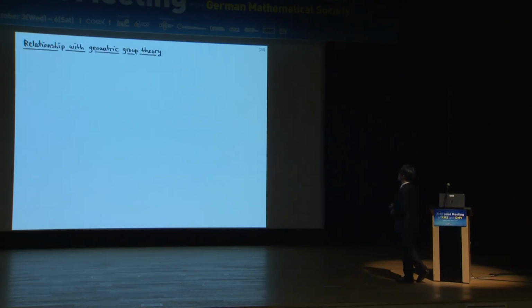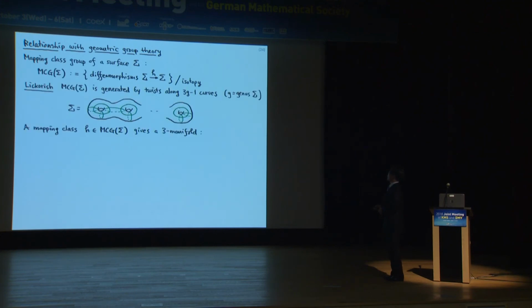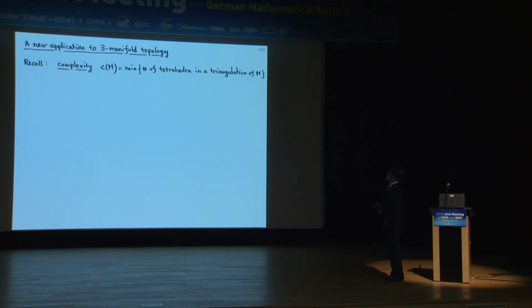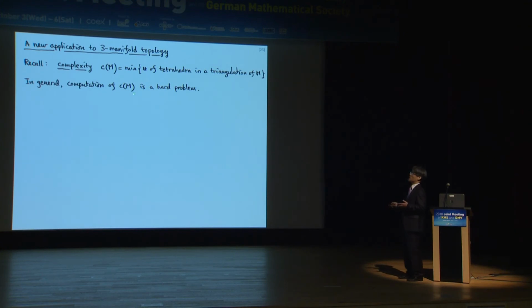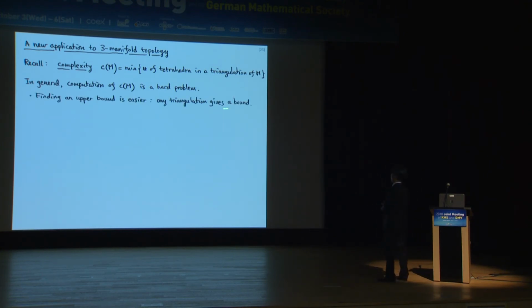In the remaining one minute, this is a slide I want to skip. Let me just state and introduce a new application. The complexity was defined before. It's easy to define, but the computation is extremely difficult. An upper bound is easy to obtain: any triangulation gives us an upper bound. But finding an efficient lower bound is very difficult.